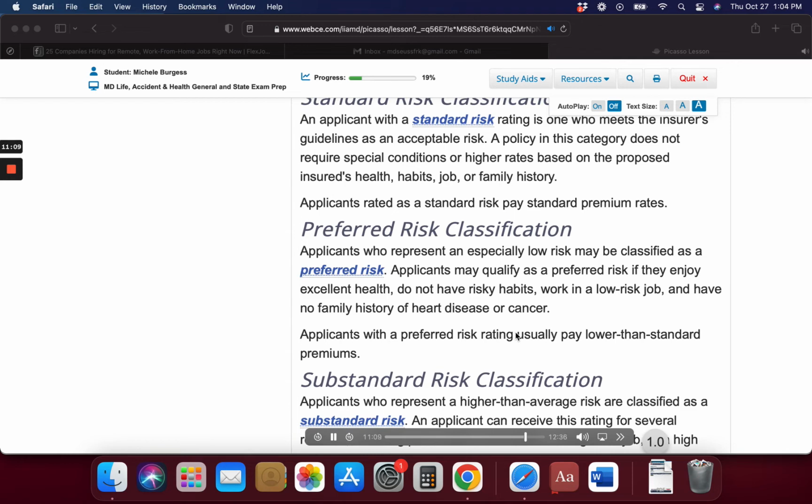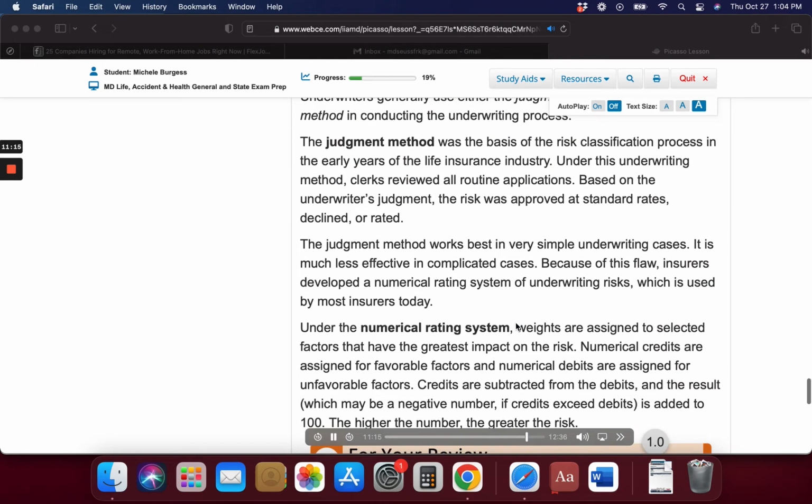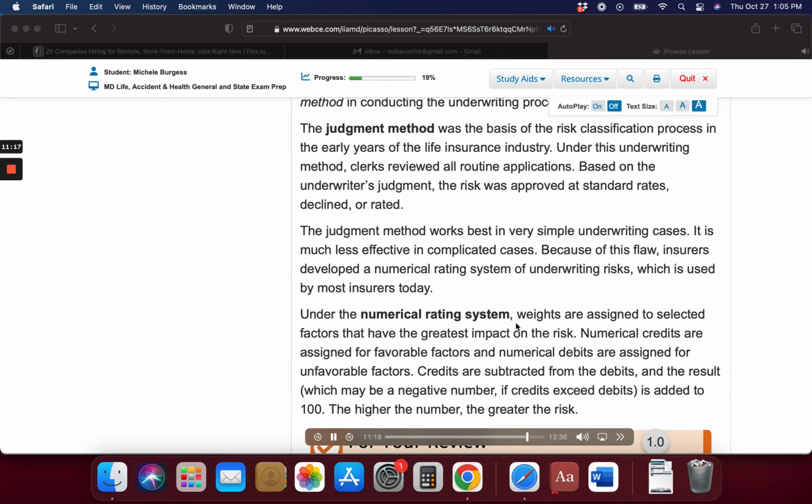The judgment method works best in very simple underwriting cases. It is much less effective in complicated cases. Because of this flaw, insurers developed a numerical rating system of underwriting risks, which is used by most insurers today. Under the numerical rating system, weights are assigned to selected factors that have the greatest impact on the risk. Numerical credits are assigned for favorable factors and numerical debits are assigned for unfavorable factors.